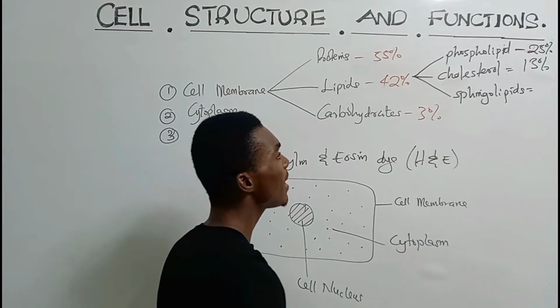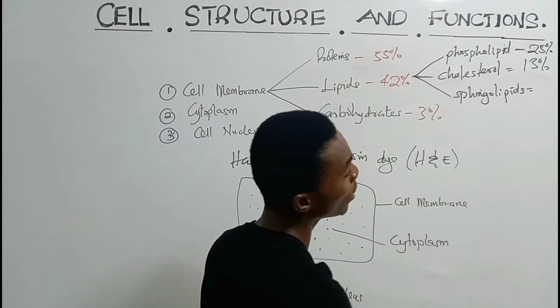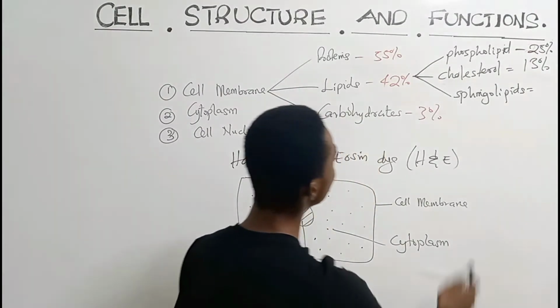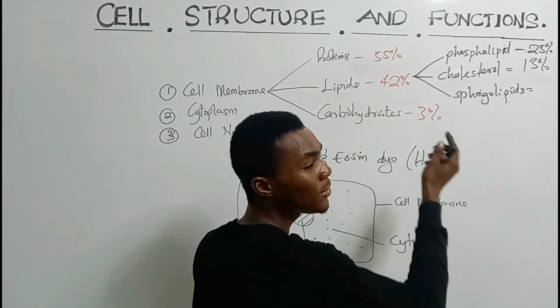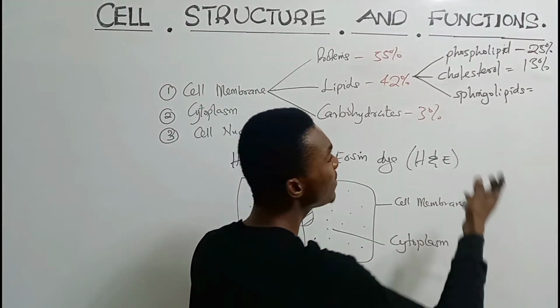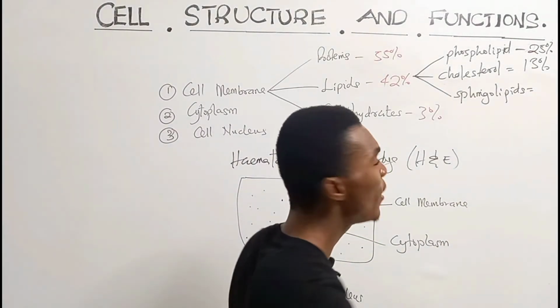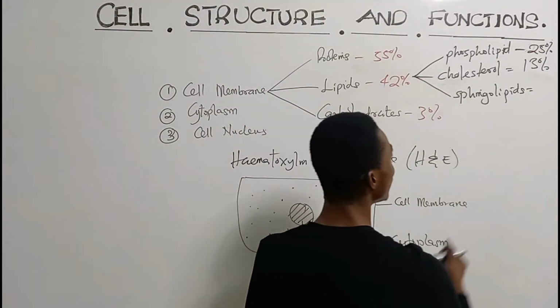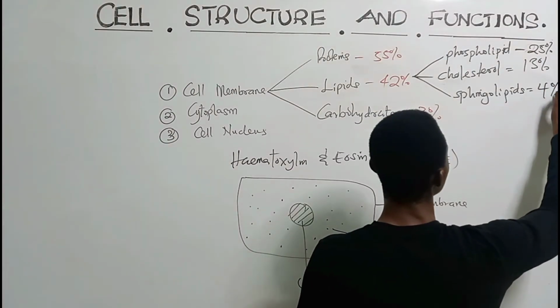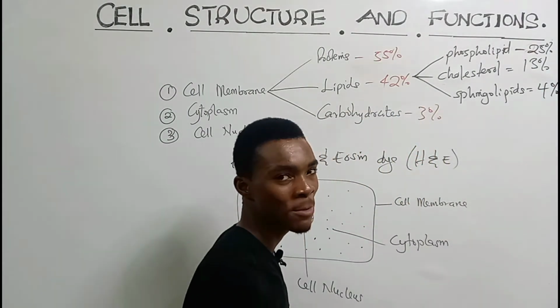We know that we have 25 adding up to 18, giving us what? 43. And the total is what? 47 lipid components in the cell membrane. So if you're having 43, how much is left? 4. So the 4% goes to the sphingolipid type of lipids in the cell membrane structure.